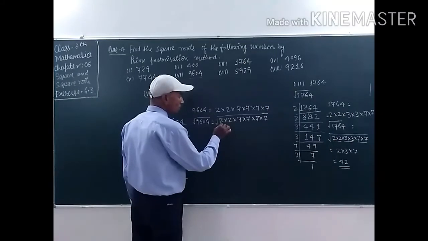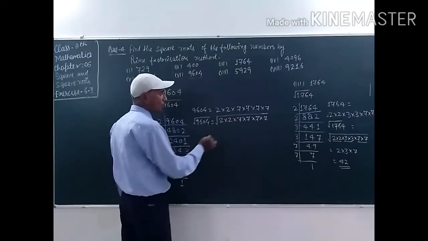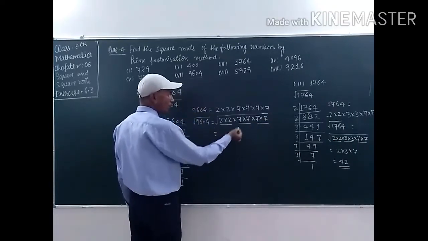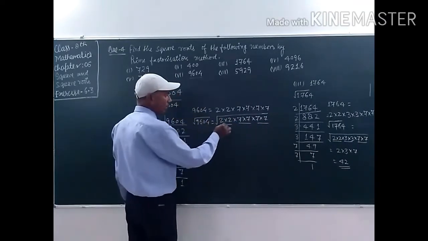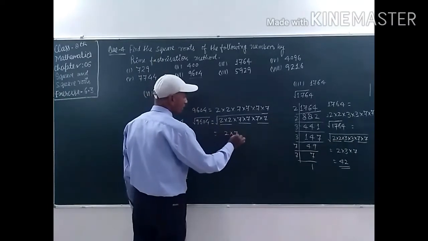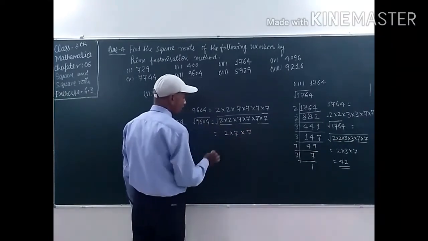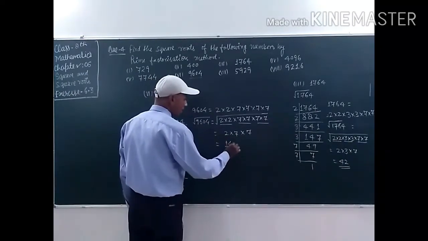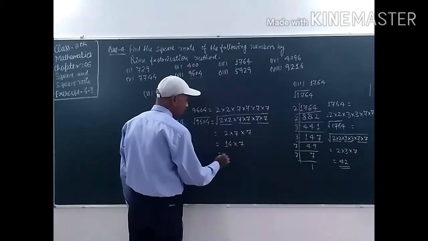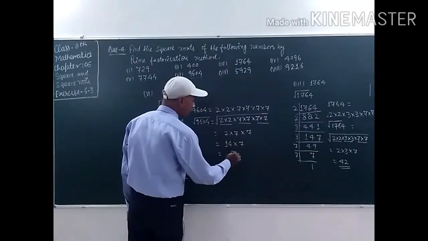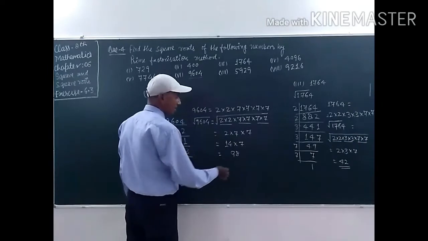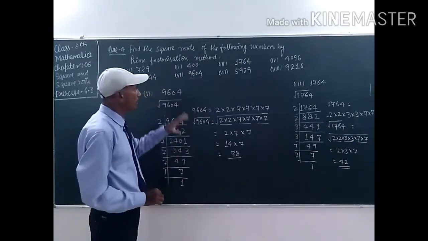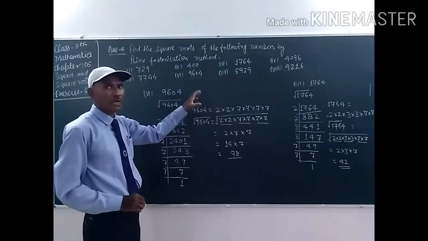So now, first of all we have to make the pairs. This one is student. Now from each pair we have to choose one number, that is 2 into 7 into 7. So 2 7s are 14, into 7. This one, 14 7s are 98. This one is the square root of this number, student.